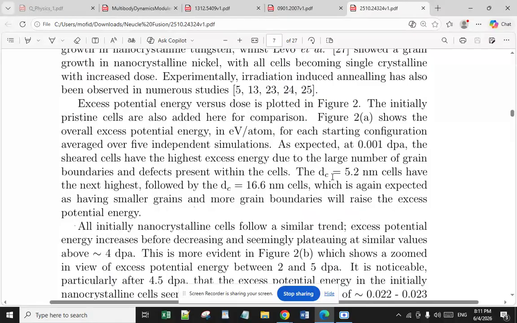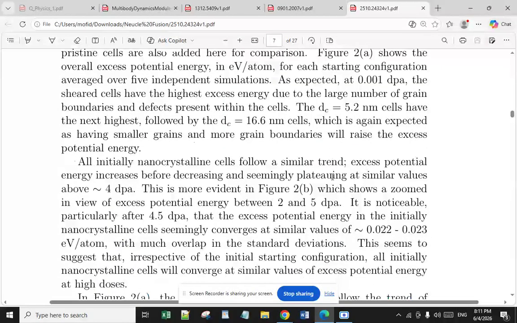Excess potential energy versus dose is plotted in Figure 2. The initially pristine cells are also added here for comparison. Figure 2a shows the overall excess potential energy in electron volt per atom for each starting configuration, averaged over 5 independent simulations. As expected at 0.001 dpa, the shear cells have the highest excess energy due to the large number of grain boundaries and defects present within the cell.